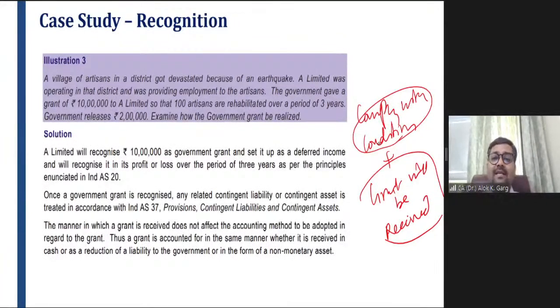Suyasi has asked one question. In illustration number 1, how will the government come to know whether the company is using such a grant for the same purpose for which it is given? Suyasi, let me tell you with my personal experience.